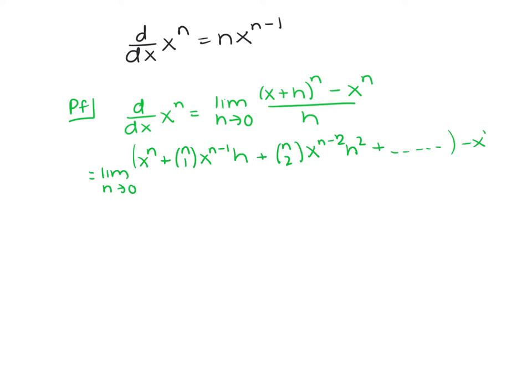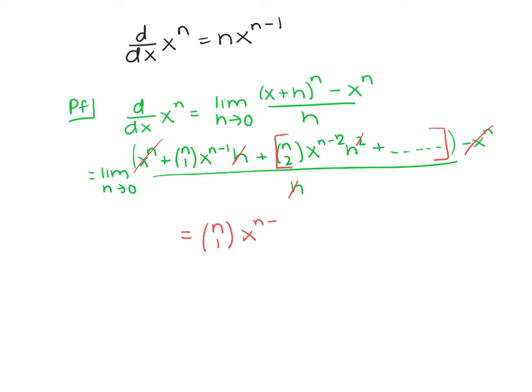Because what's going to happen? When I subtract the x to the n, these will cancel, so that's good. The h cancels everything. So the h cancels this and this. Exactly. All of these still have an h. So when I make h equal to 0, I am left with only one term, this one. And what is n choose 1? n. Isn't that nice?